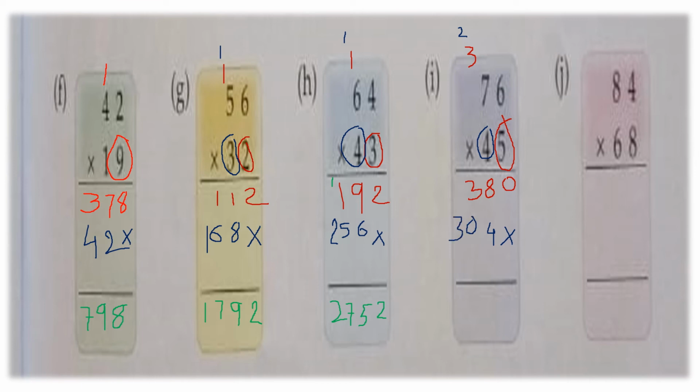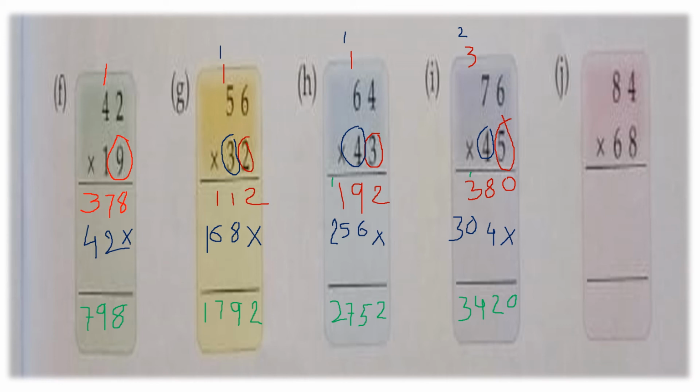Now add these products. 0. 8 plus 4 is 12. 1 carry. 1 plus 3 is 4. 4 plus 0 is 4. Now there is no number above 3, so write down this 3. So 3420. Now children, see the J part.